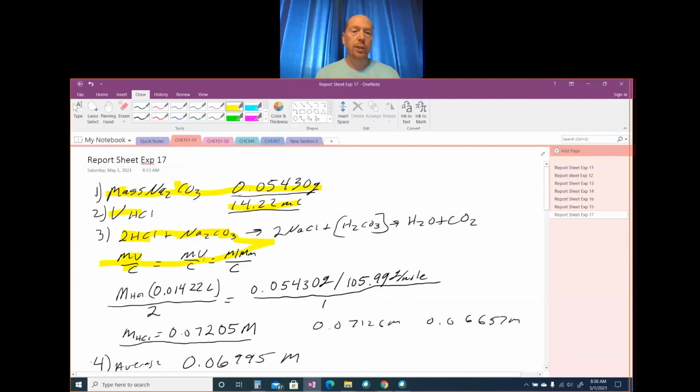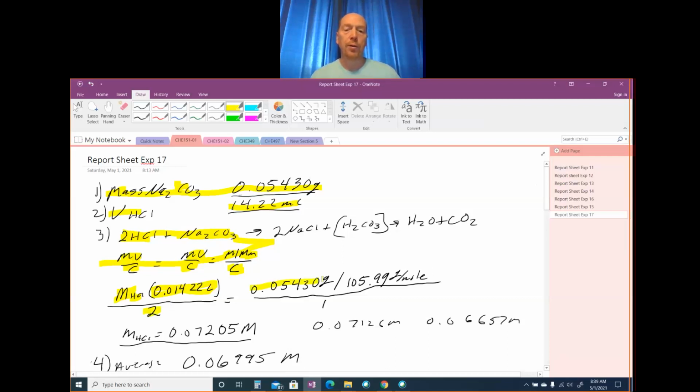And so you have MV over C is equal to MV over C. But our sodium carbonate was a mass, so we're going to use the mass over molar mass divided by C. So molarity of HCl is what we're looking for. Volume converted to liters, 0.01422 liters. The coefficient for your HCl is 2.